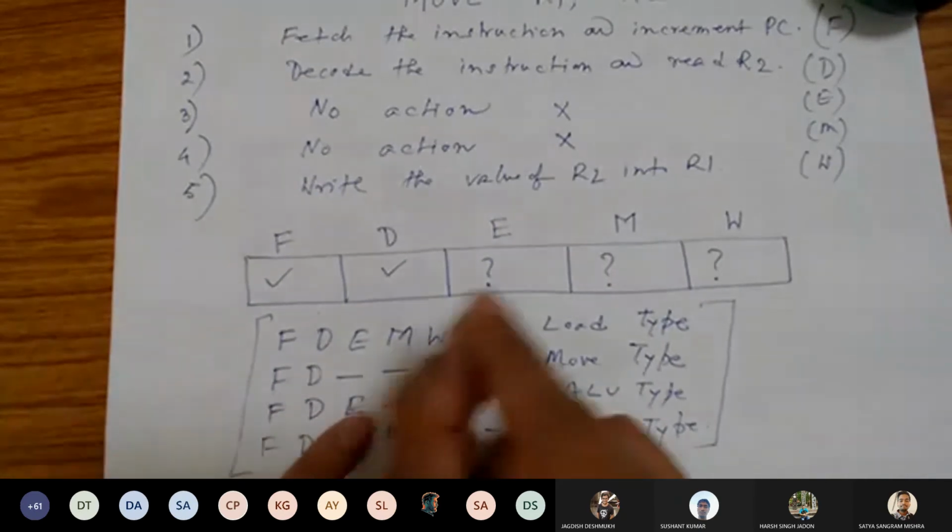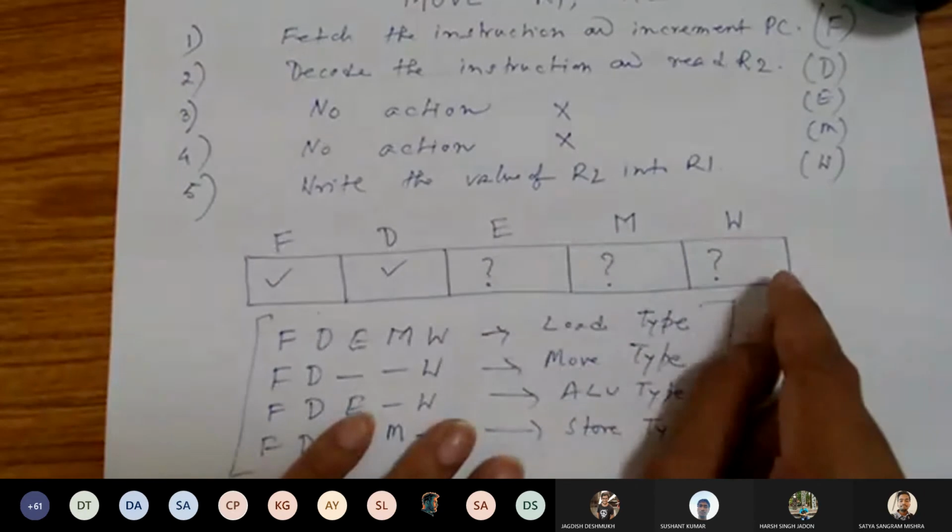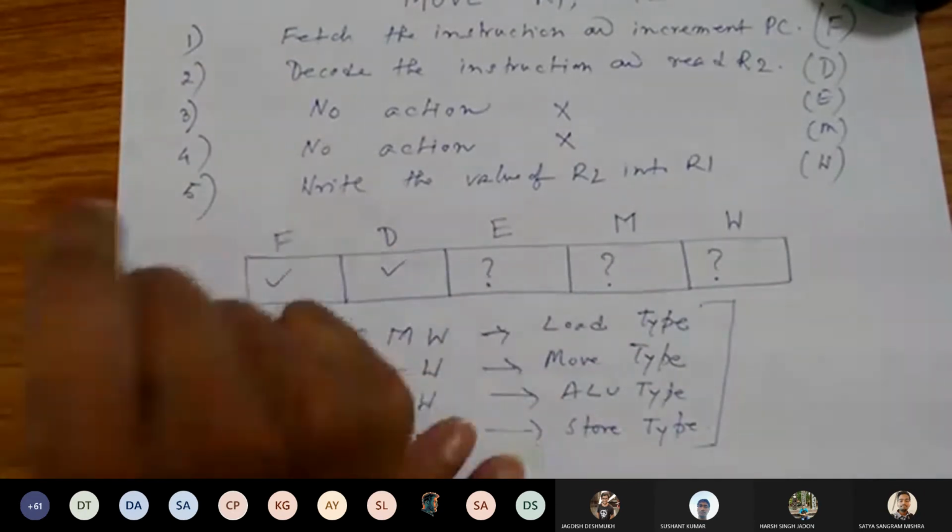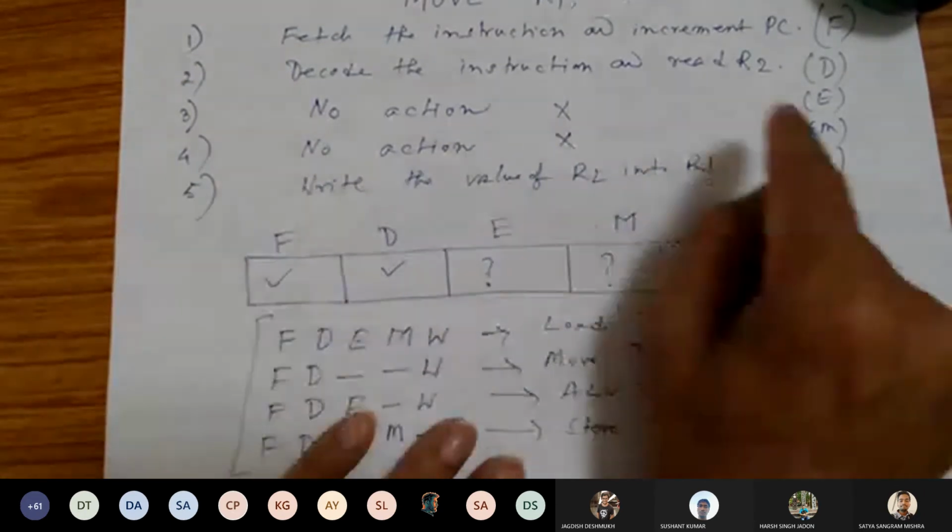When we are talking about data transfer from one register to another register, you need to select the source register, and you need to select the destination register.